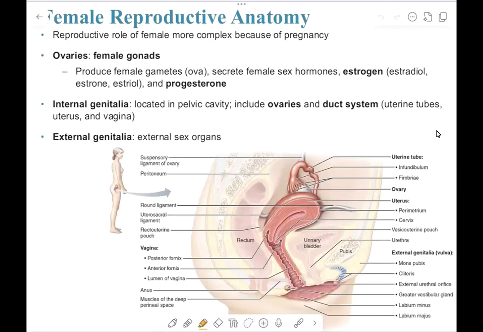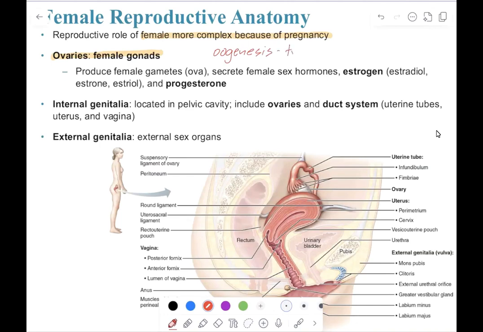In this video, we're going to talk about the female reproductive system. The role of the reproductive system in the female is much, much more complex because of pregnancy. So the ovaries are going to be the female gonads, and the process that we're going to talk about here is what's called oogenesis. And oogenesis is the production eventually of the secondary oocyte.